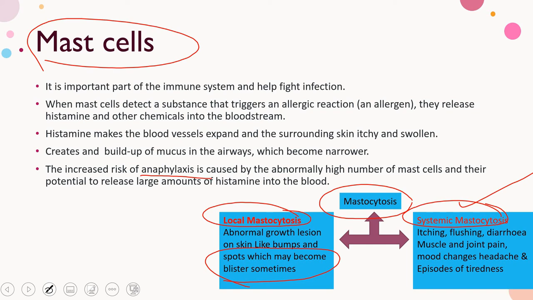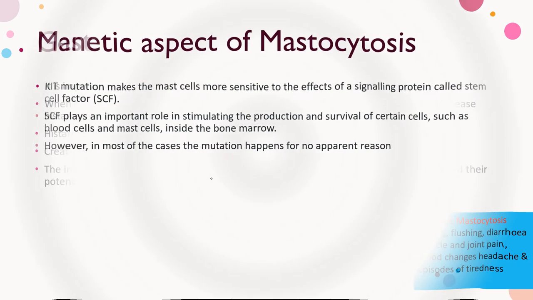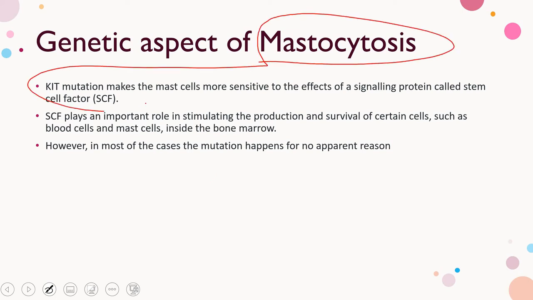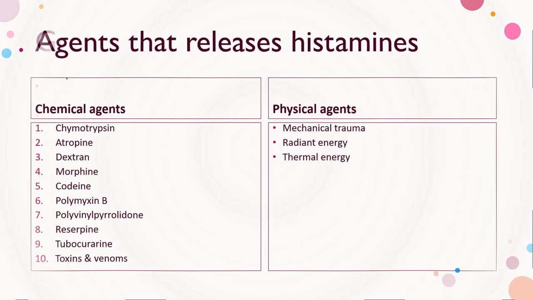Anaphylaxis is a massive antigen-antibody reaction, a type 1 reaction, with the release of histamine, 5-hydroxytryptamine, heparin, and many other substances like the slow-reacting substances of anaphylaxis, and that will be an emergency. That's a different story. But scientists say that mastocytosis has a genetic aspect as well, which is out of the domain of this lecture. So what releases the histamine?